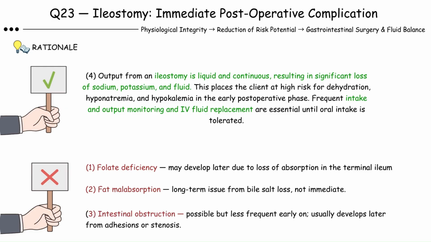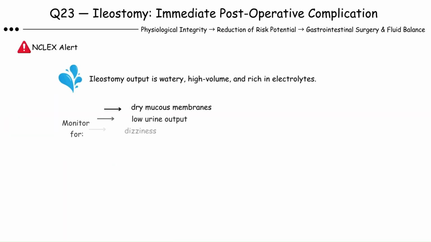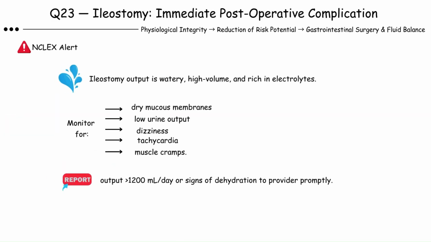Option 3, intestinal obstruction. This can occur, but is less common in the early stage. It typically happens later due to adhesions or stenosis. Early postoperative, the biggest threat is fluid and electrolyte loss. NCLEX alert. Ileostomy output is watery, high volume, and rich in electrolytes. Watch for dry mucous membranes, low urine output, tachycardia, dizziness, muscle cramps, output greater than 1,200 milliliters per day, or symptoms of dehydration should be reported immediately.